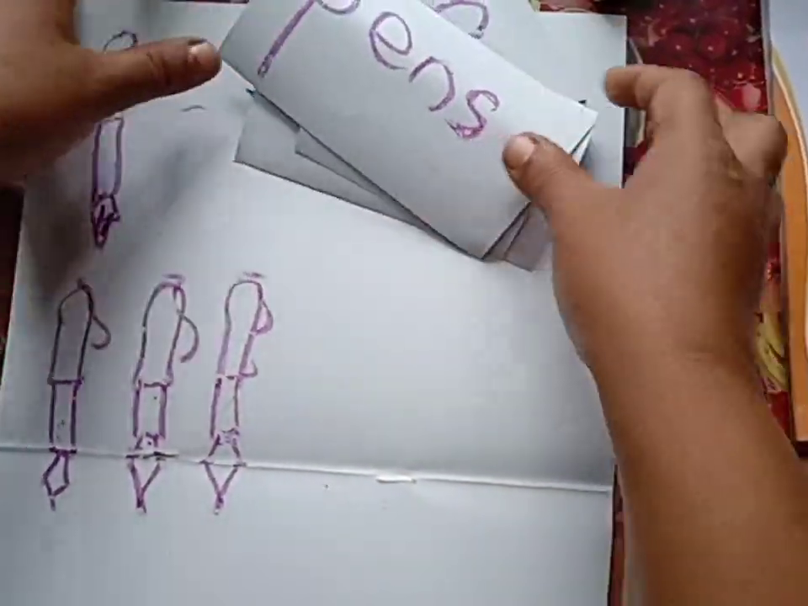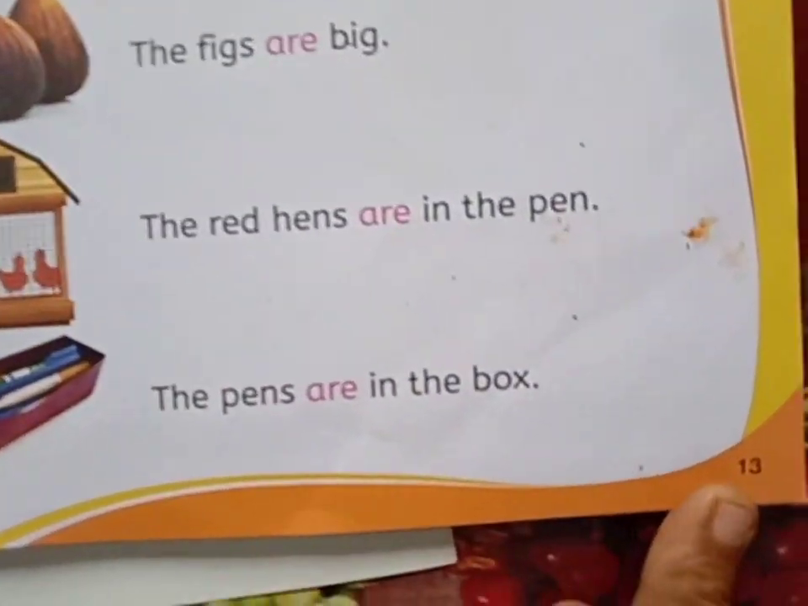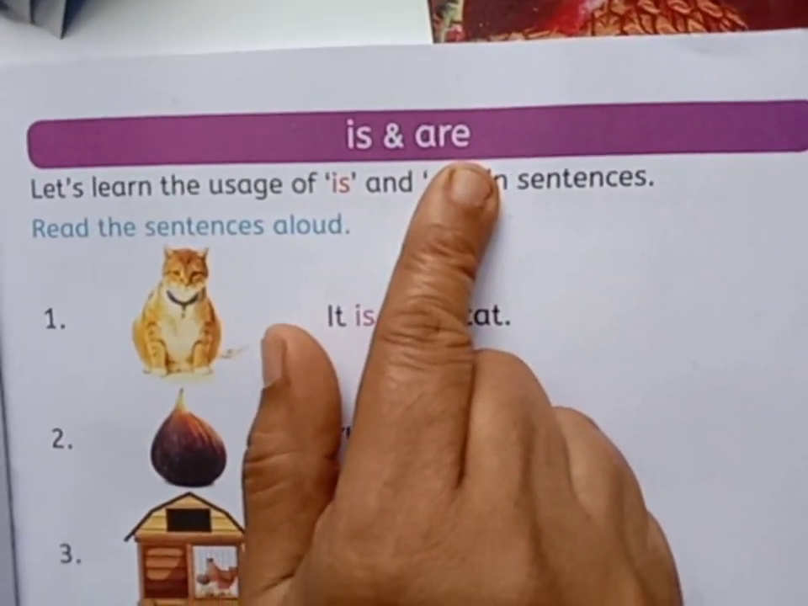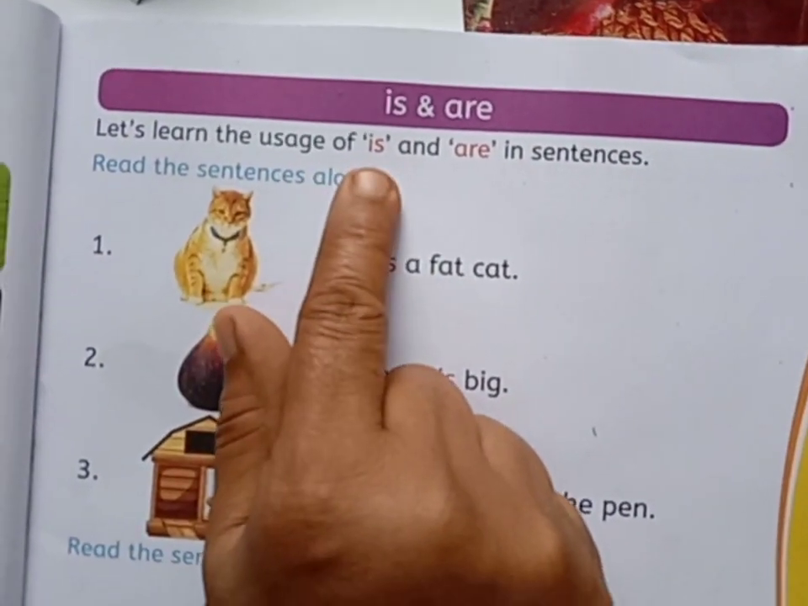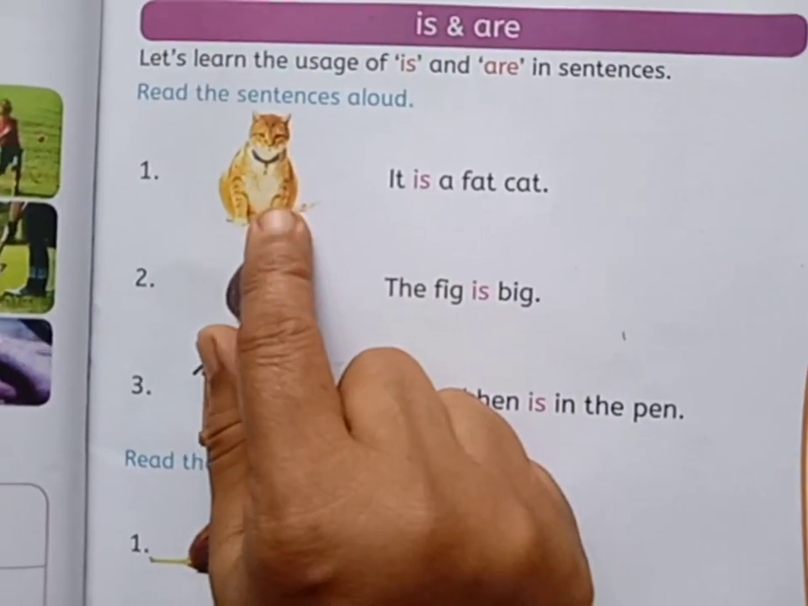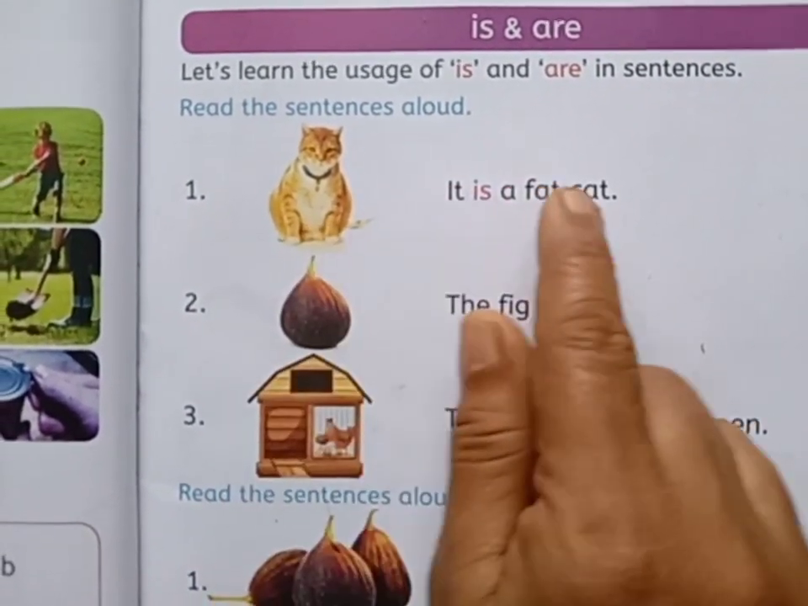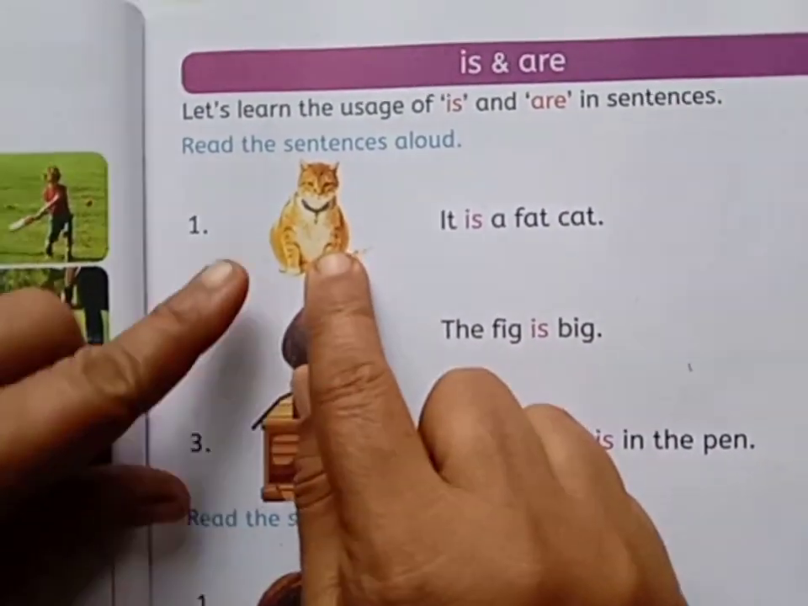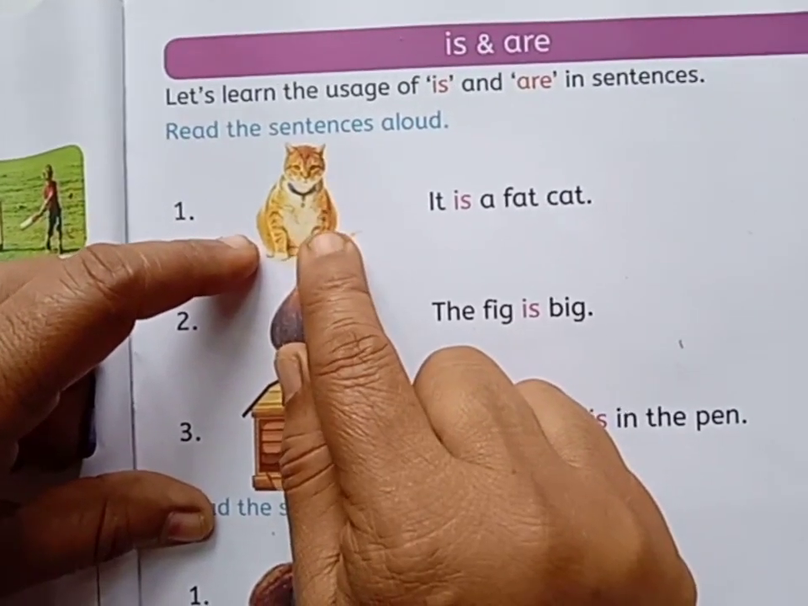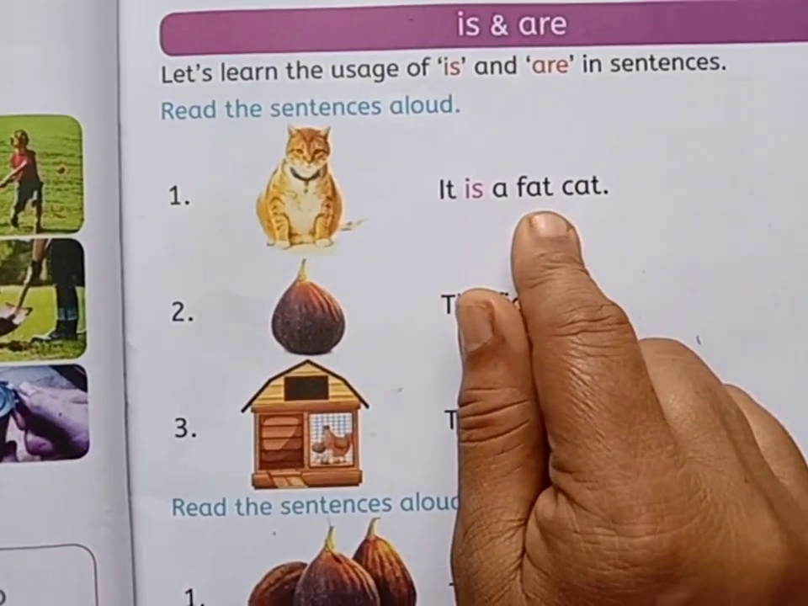Okay. We can take our textbook, page number 13. See, is and are. Let's learn the usage of is and are in sentences. Read the sentences aloud. What is it? We can see a picture of a cat, isn't it? It is a fat cat. See this picture. This is a cat. Is the cat thin? No, it is a fat cat. So it is a fat cat.